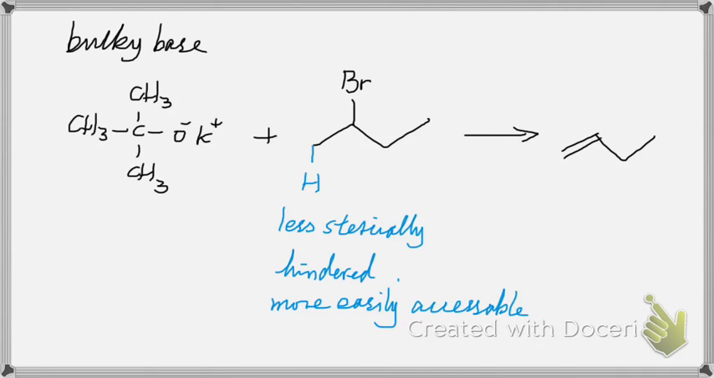As a result, here is the product of the reaction. It didn't follow Zaitsev's rule. Okay, so only the small strong base follows Zaitsev's rule to give the more stable alkenes. When we have the bulky base, the steric reason will control the reaction. The easily accessible, less sterically hindered hydrogen will be removed. Okay, so that's the exception to Zaitsev's rule.